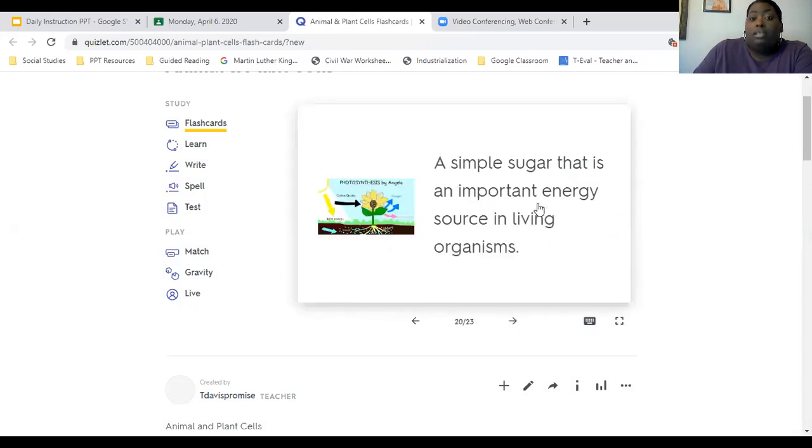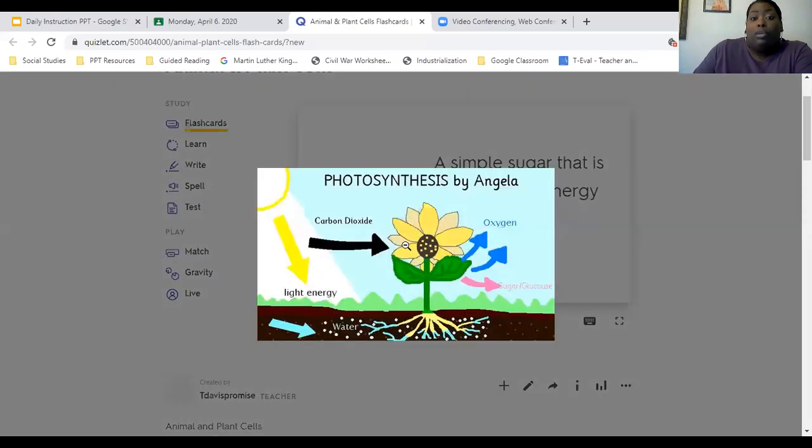Glucose. Glucose is a simple sugar that is an important energy source in living organisms. And so glucose was one of those byproducts. Again, here's the glucose. It was one of those byproducts of photosynthesis. So the sunlight energy, the water, and the carbon dioxide are all needed for photosynthesis. The byproducts are oxygen and glucose.